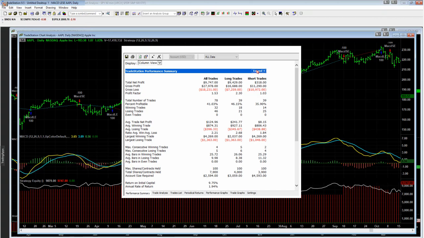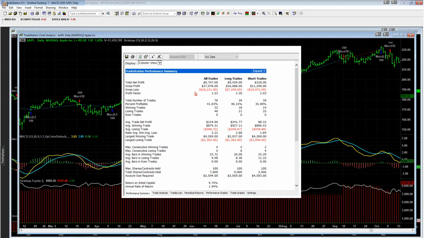So here I can see the net profit is good. Notice that most of the profits are on the long trades. And again, that's because we're in a bull market. We would expect the long trades to do better. The question is, should we even be making short trades? So that's something we would have to decide at some point.